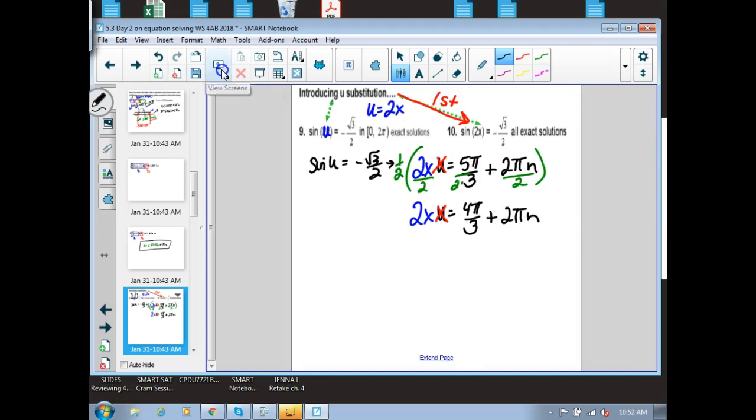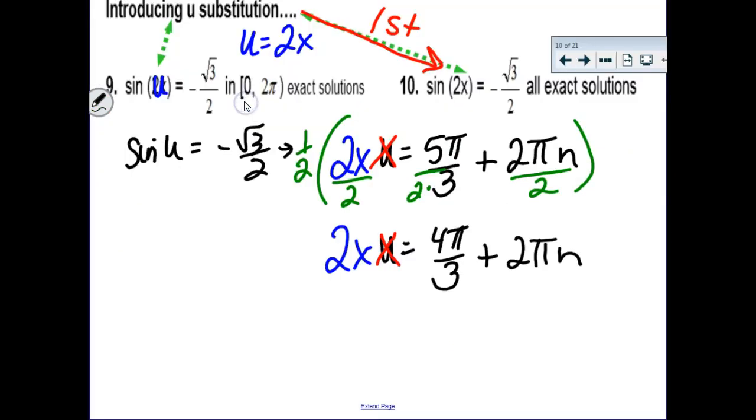So what do you get on that top equation for x? When you simplify it, x equals 5 pi over 6 plus 2 pi n over 2. The 2's cancel, so you get plus pi n. All right, so there's one solution.